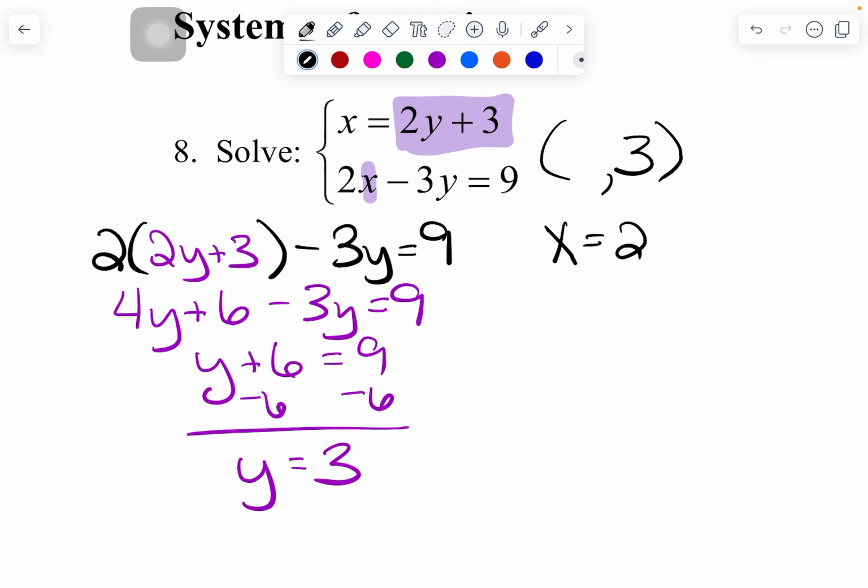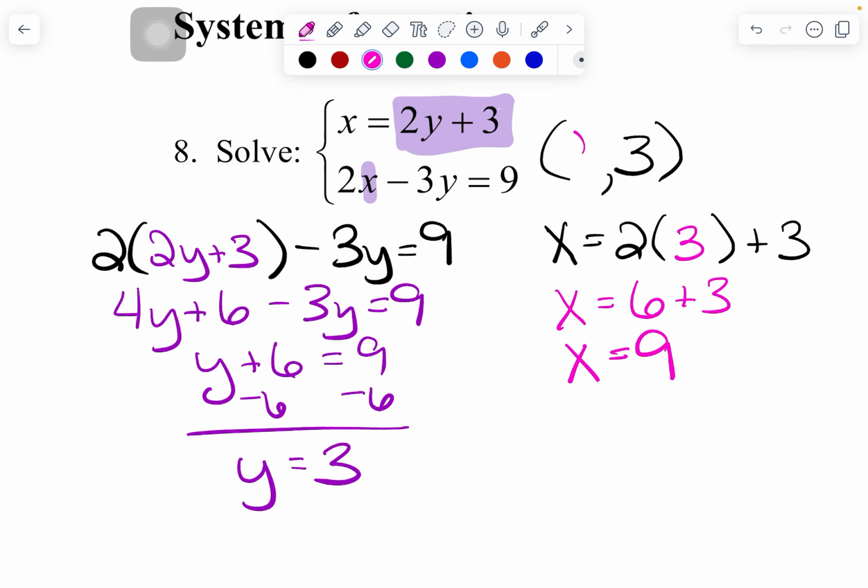top one. So x equals 2 times, give myself a little space for what y equals. That is a 3 there. So x equals 6 plus 3, and I'm getting 9 for my x value. So let's see here. Yep, that looks good. All right, so we have a system of equations. We figured out the ordered pair where they intersect, and that is the end of problem number 8.